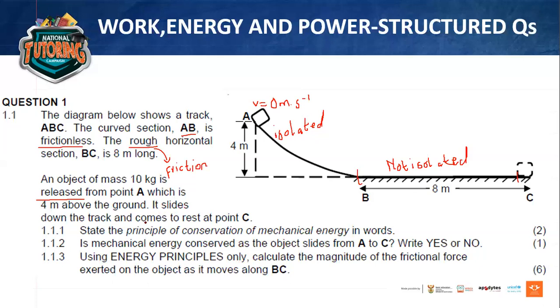Then it slides down the track and comes to rest at point C. So it moves down, it moves down. Now, when it gets to point C, it comes to rest. Immediately when we say it comes to rest, it means it stops, right? Because it's coming to rest, it stops. It means at point C, the speed of the object or the velocity of the object is 0 meters per second.